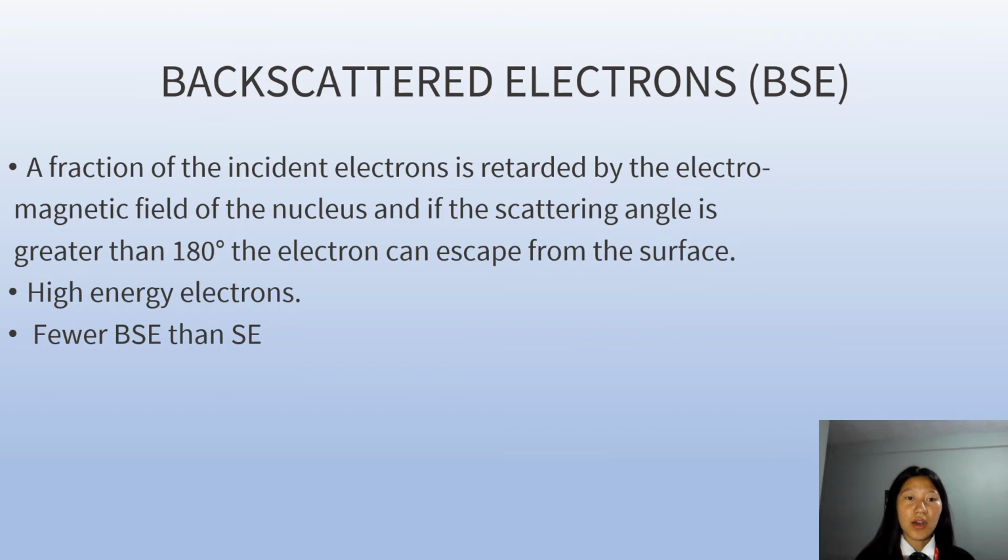Backscattered electrons. A fraction of the incident electrons is retarded by the electromagnetic field of the nucleus, and if the scattering angle is greater than 180 degrees, the electron can escape from the surface. They are usually high energy electrons. There are fewer backscattered electrons than secondary electrons.